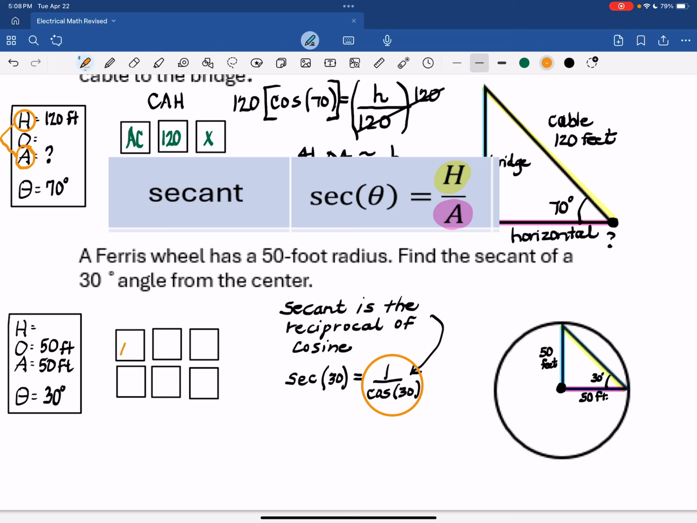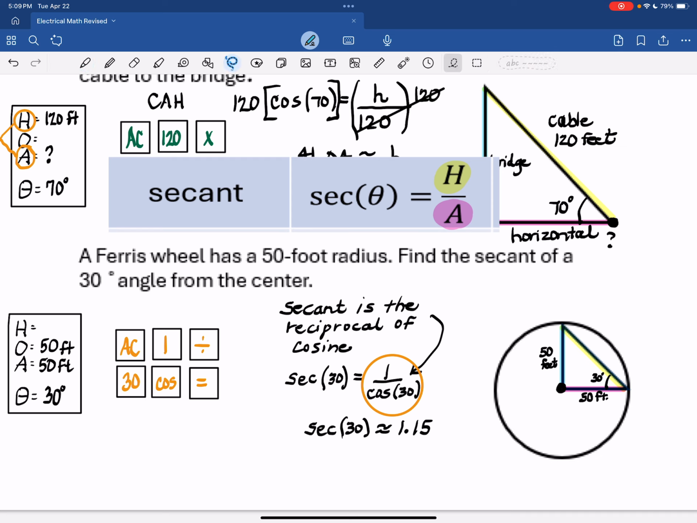So we're going to say all clear. 1 divided by 30 cos, equals. All clear, 1 divided by 30 cos, equals. And there's your answer. The secant of 30 degrees is about 1.15. And that's the answer that we're looking for.